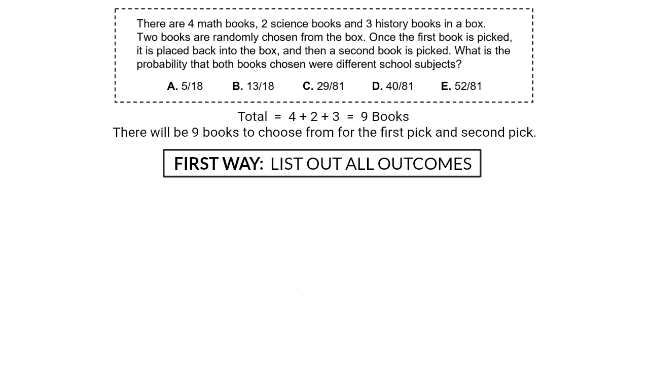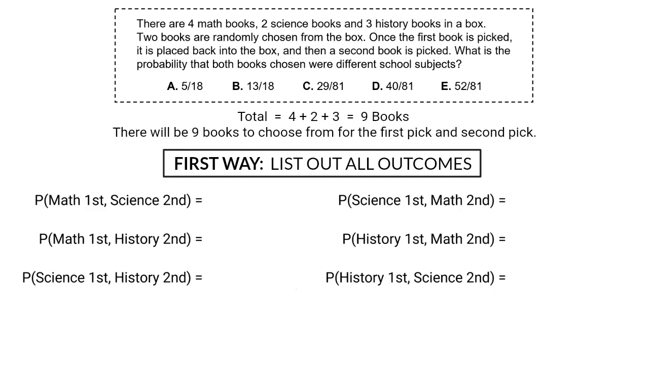The first way to solve this problem is to list out all the possible outcomes. Keep in mind that we have a total of 9 books, and since when we take out a book we're going to put it back into the box, you're going to have 9 choices for the first pick and the second pick. Let's lay out all the different possibilities. There are 6 different possibilities where the first book and the second book can be different subjects, and we'll work out the probabilities of each one.